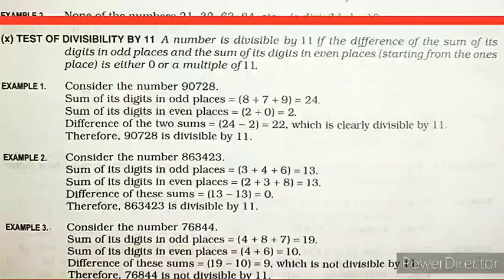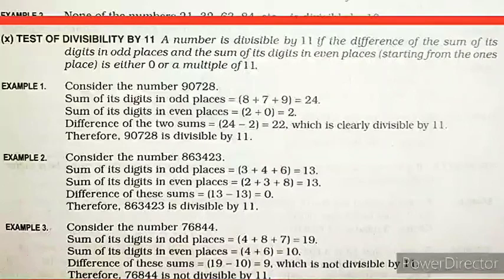Consider the number 863423. In the same pattern, the sum of its digits in odd places is 3 plus 4 plus 6, if I add, that is 13. And the sum of the digits in the even places is 2 plus 3 plus 8, which is equal to 13. So the difference of these sums is 13 minus 13, which is equal to 0. Therefore 863423 is divisible by 11, because if the difference comes either 0 or a multiple of 11, then it is divisible by 11.